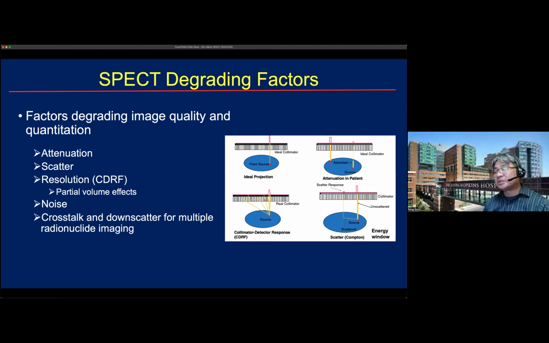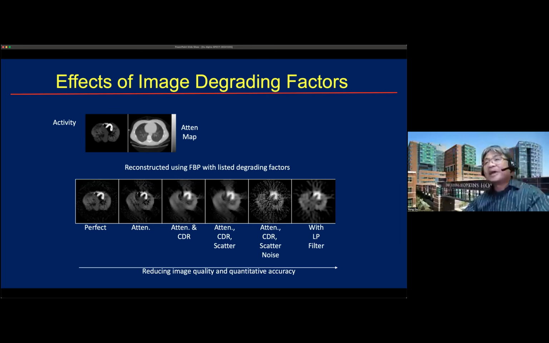In addition, because of lower sensitivity in SPECT, the noise is really high. And in the case of alpha-emitters, there are multiple emission peaks, and the crosstalk and downscatter between different energy peaks can also contribute to degrading the image quality. So there are many factors in SPECT that can affect image quality, and this figure shows how those different factors can affect images in the cardiac imaging case.